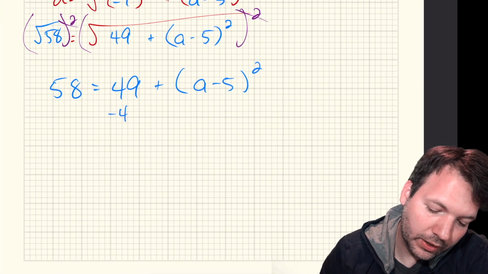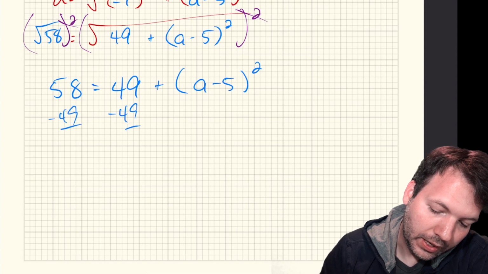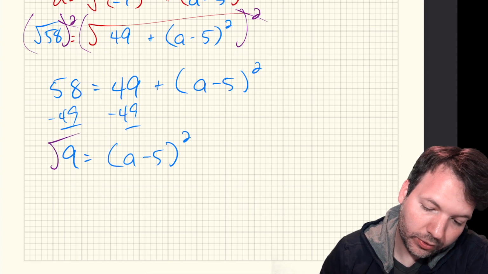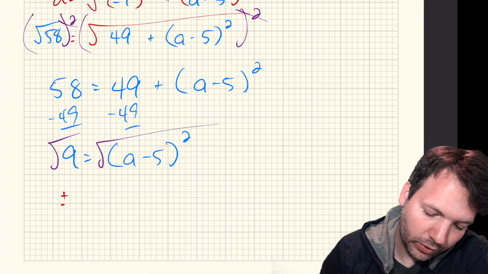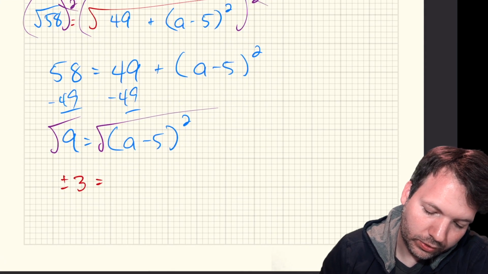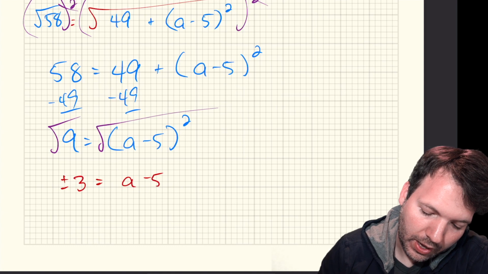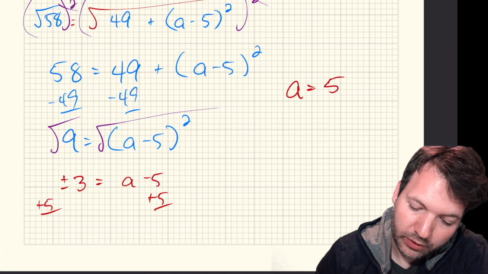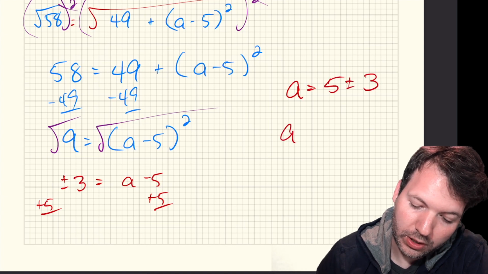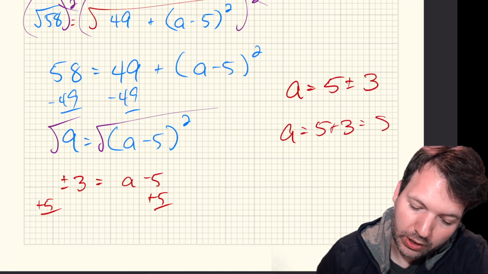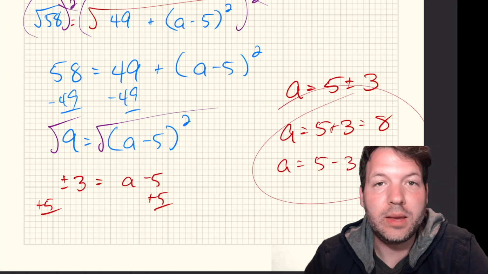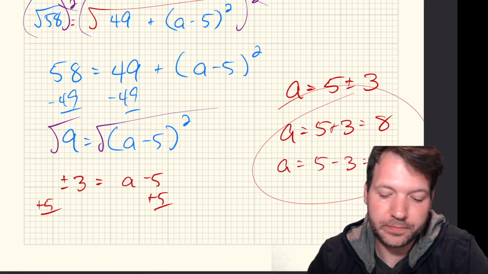Subtract the 49, subtract the 49, 9 equals (a minus 5) squared. Take the square root, take the square root. Positive or negative 3 equals a minus 5. Add the 5 over, add the 5 over. a equals 5 plus or minus 3. 5 plus 3 is 8. 5 minus 3 is 2. Same exact answer either way we do it, right?